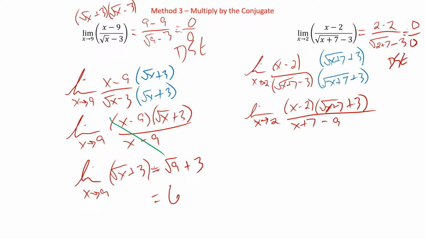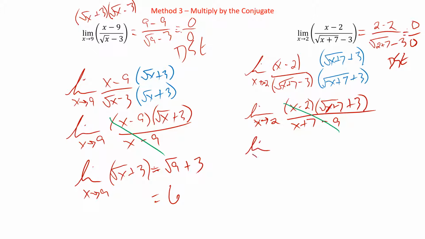Minus 9. x plus 7 minus 9 is x minus 2. Cancels, just like this one over here. It works out the same. It's just the roots and the numbers look a little bit bigger. And now we can substitute and plug in 2.